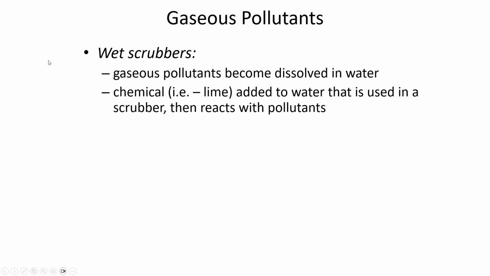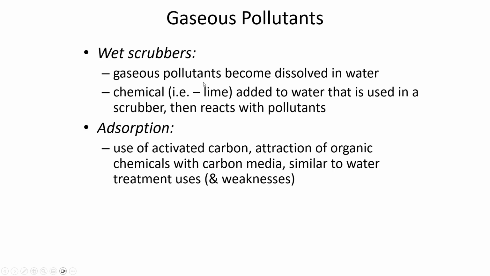So that's the idea behind a wet scrubber, and they may even add things to the water that can neutralize the pollutants. If they add lime, which is basic, calcium oxide, then not only are you removing the sulfur dioxide, which turns into sulfuric acid when it's combined with water, but you're neutralizing it. So that's one way of dealing with gaseous pollutants, is spraying water into the gas waste stream.